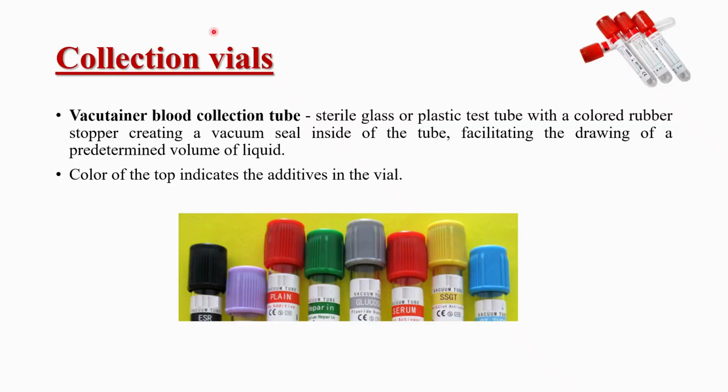First, we will start with collection vials. This is a Vacutainer blood collection tube. It's a sterile glass or plastic test tube designed for safe and efficient blood collection. Each tube contains a colored rubber stopper that creates a vacuum seal inside the tube. This vacuum allows a predetermined volume of blood to be drawn automatically when the tube is connected to a needle.